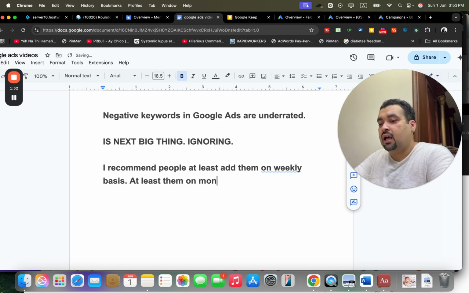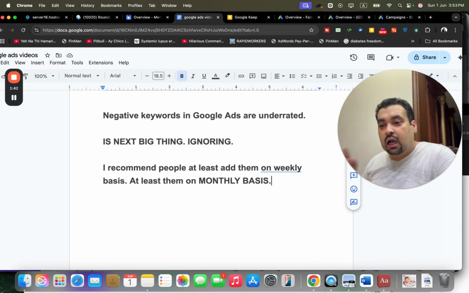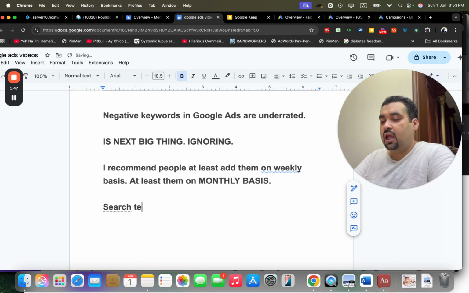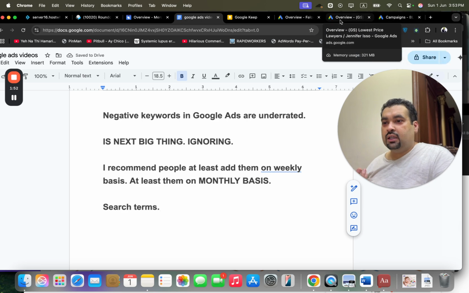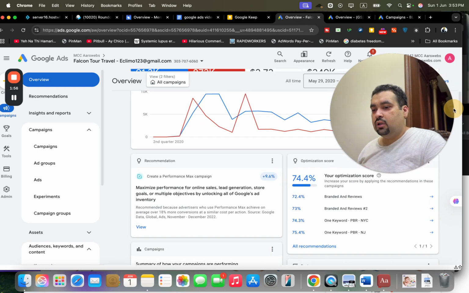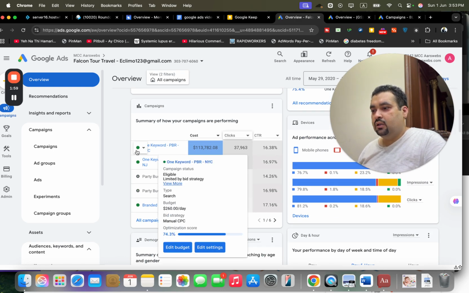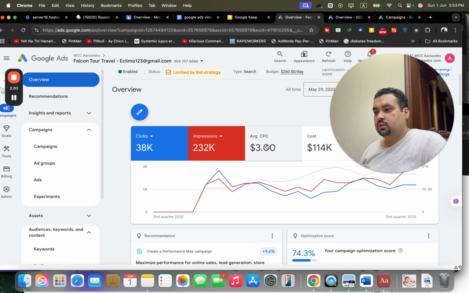Now this is the very least that you have to do, to add negative keywords on a monthly basis. You can find your negative keywords in your search term reports and keep on adding them. Now I'm going to show you some in the accounts and then discuss. So for instance, this is another account, and I'm going to show you one of the campaigns over here.